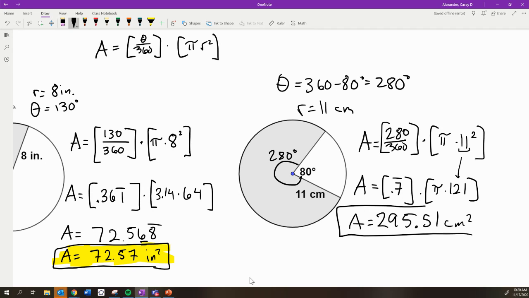So you should now go to the asynchronous assignment, and there are 6 problems, but you have to round them correctly, and you always have to use pi equals 3.14. So good luck on that, and I'll see you next time.